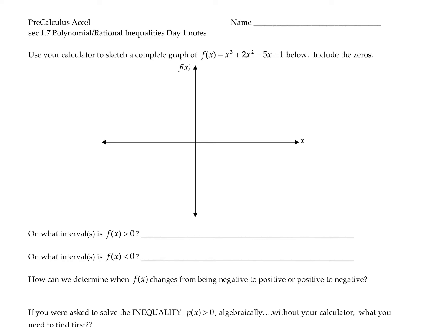In this video, we are going to talk about solving polynomial and rational inequalities. So first we're going to illustrate how we would solve this. So in our graphing calculator, we're going to graph f of x equals x cubed plus 2x squared minus 5x plus 1.